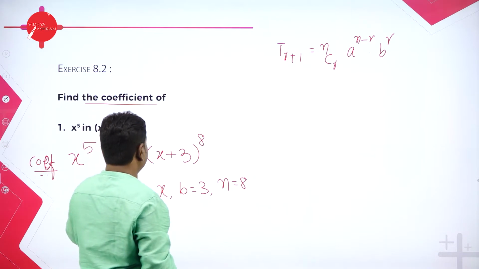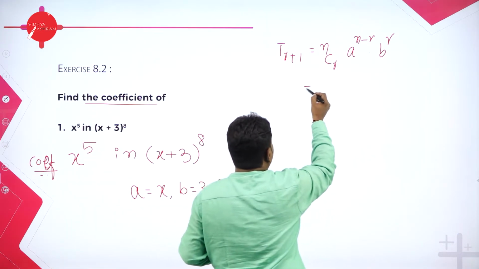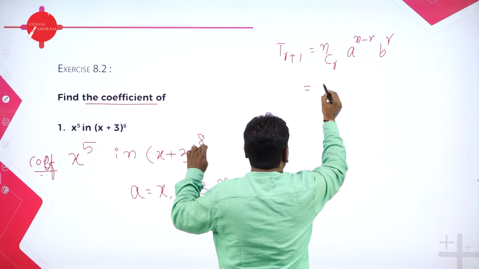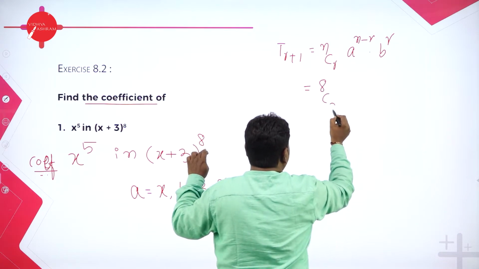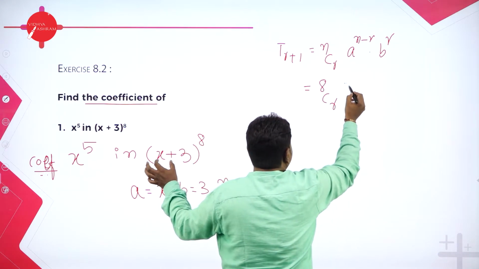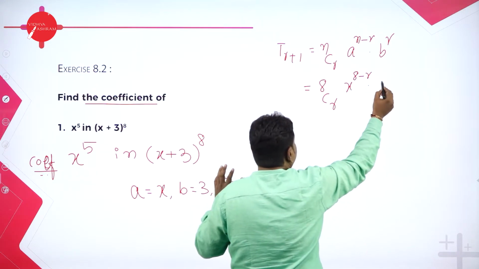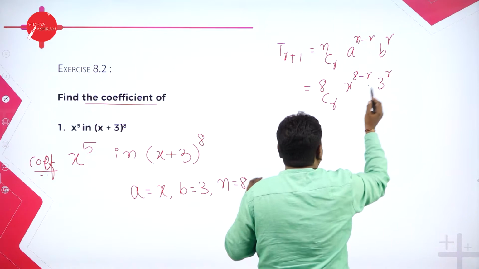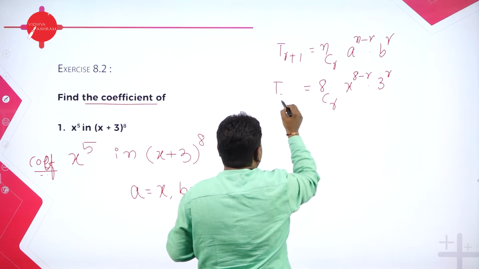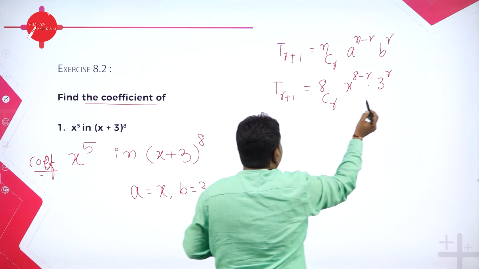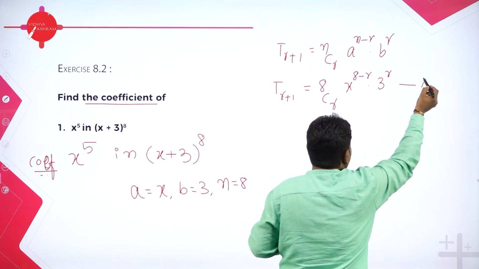So I want the coefficient of x power 5. First, we don't know T(r+1). n means overall power. What is the overall power? 8. r we don't know, we need to calculate. a means first term, x power 8 minus r, into b means second term, 3 power r. So this is T(r+1). Call it equation 1.